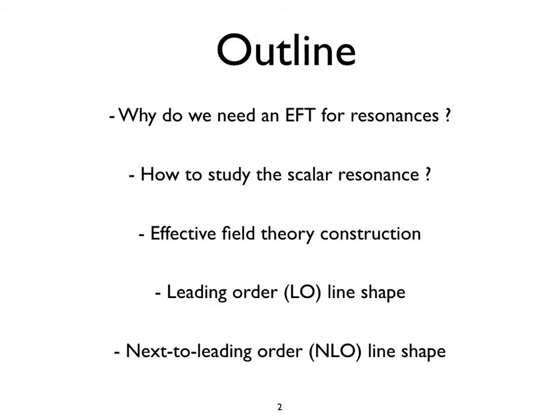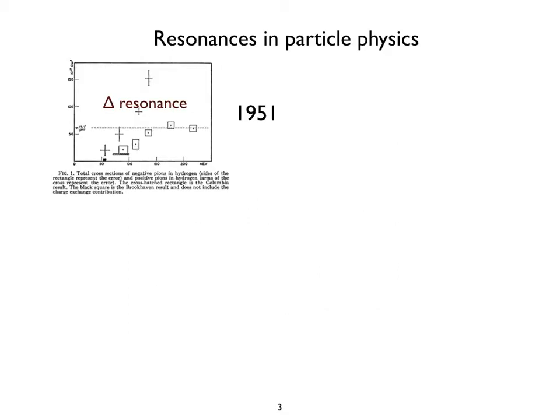Let's start with a small historical overview. In particle physics, the peak in the differential cross-section of scattering experiments, located around a certain energy which is plotted on the x-axis, is called resonance. Such peaks are associated with subatomic particles and their excitations.